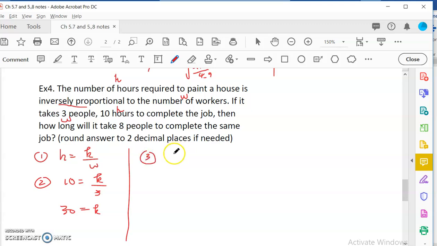Step 3, you can write the equation. Hours is equal to 30 over w. So now, how long will it take 8 people? 8 people means w is 8. So it's 30 over 8 would be h. So 30 divided by 8 would be 3.75. It would take 3.75 hours. So if you only have 3 people, 10 hours. If you hire a lot more, 8 people, then it's 3.75 hours. So rounded to decimal places. And that's all of 5.8.